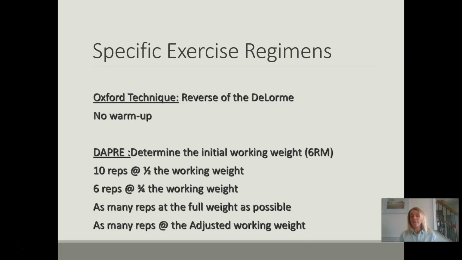Then, based on the number of repetitions that they can do in that third set, you'll adjust your weight up or down accordingly. So there's a whole chart that you can use to figure this out. But again, it's a lot of math and a lot of trying to figure things out. So oftentimes we're just going to go based on what we observe in our patient.